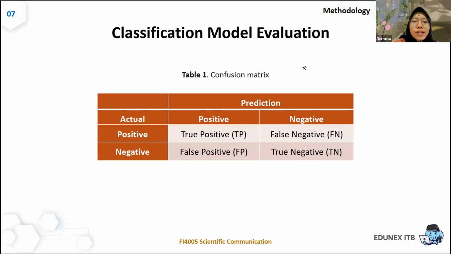Next is classification model evaluation. To measure the performance of the classification model, we can compare the actual with the predicted value. The confusion matrix is a performance measurement for machine learning classification problems where the output can be 2 or more classes. There are 4 terms of the result of the classification process in the confusion matrix: true positive, false negative, false positive, and true negative.